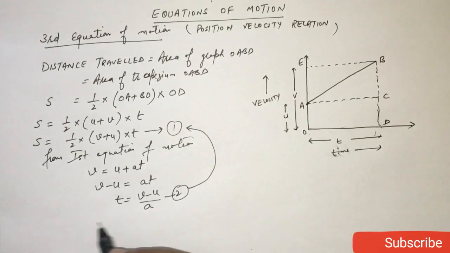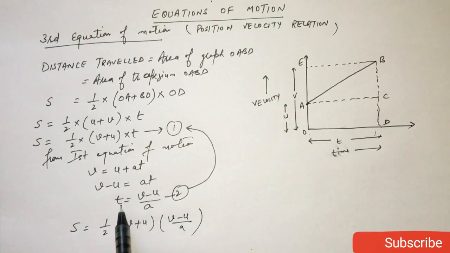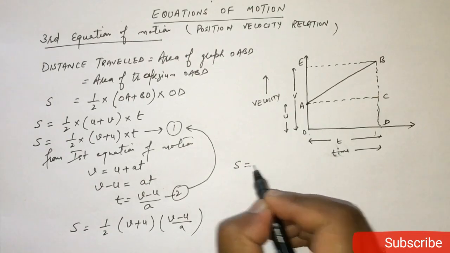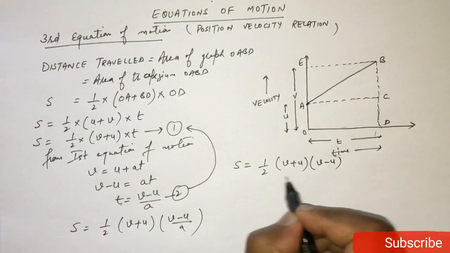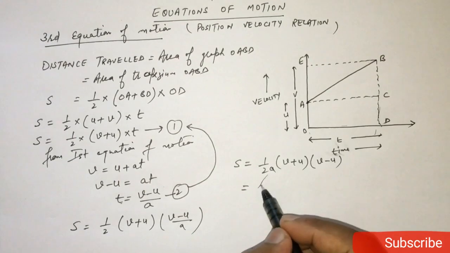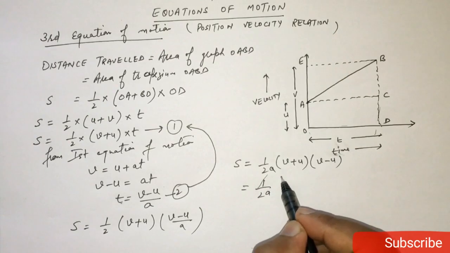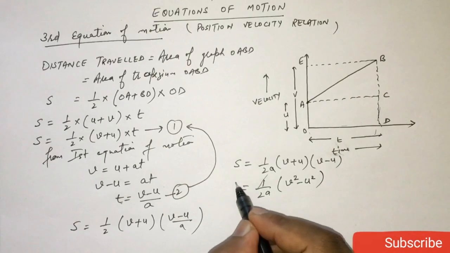Now we have S is equal to half V plus U. The value of T is V minus U upon A. Fine. Now we have S is equal to half V plus U, V minus U, into 2 into A. This A is here. Fine. Now it becomes half into A plus B, A minus B, it becomes A square minus B square.